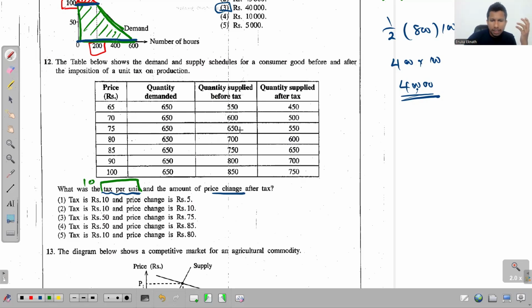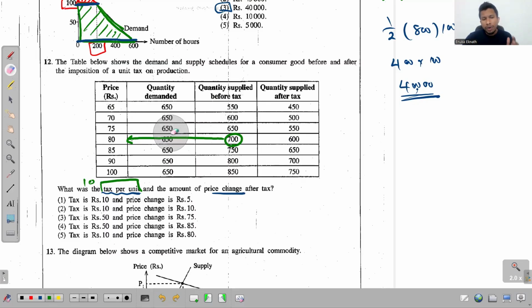Whatever value you select, it will be the same. For example, imagine that you select this 700. Previously, to provide 700 to the market, they wanted rupees 80. But now, to provide that same quantity to the market, they expect rupees 90. Why? Because they need to pay this balance to the government as the tax. So once again, you get the same amount as the tax, 10. So there is no problem whichever value you select.